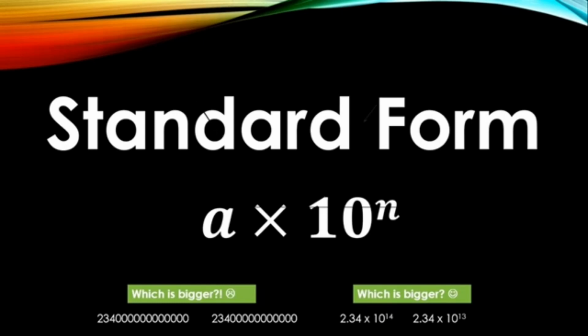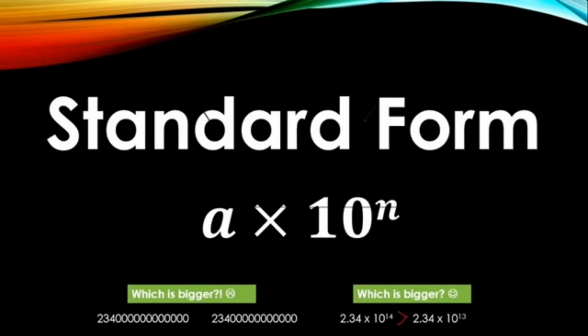Let's look at these two numbers. Which one is bigger between this number and this one? Note that it is very difficult to compare these numbers because they are basically the same. But if you rewrite them in this standard form, you can see that since this number and this number are the same and the base is the same, only the powers are different. And since this power is greater than this one, you can tell that this number automatically is greater than that one. 2.34 times 10 to the power 14 is obviously greater than 2.34 times 10 to the power 13.